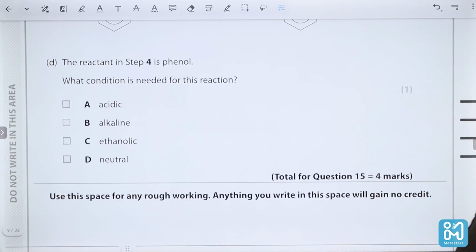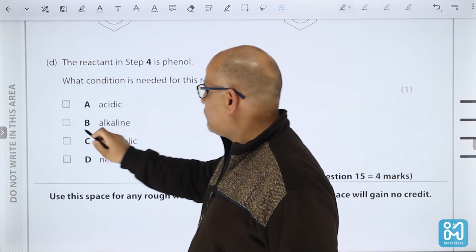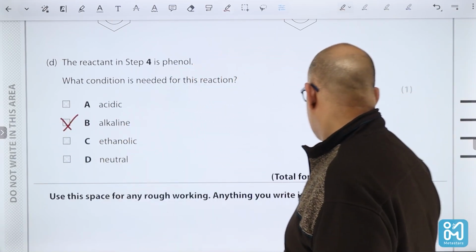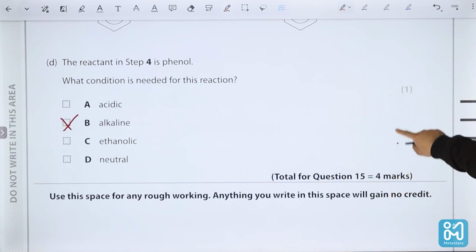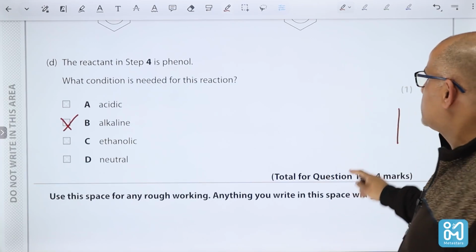The reactant in step 4 is phenol. What conditions are needed? It's very important to know that the condition for this reaction is alkaline, and that's what's needed for this equation.